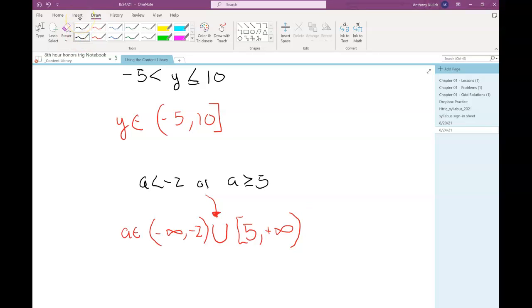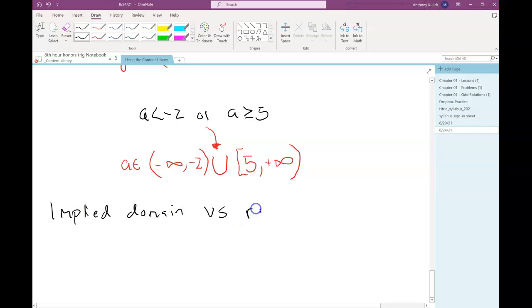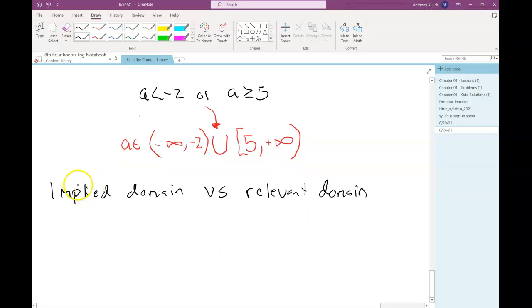We feel good. Okay. So let's do some domains. Here we're going to actually see a piece of vocabulary that we didn't see in Algebra 2. So I'm going to talk about the difference between an implied domain and a relevant domain.